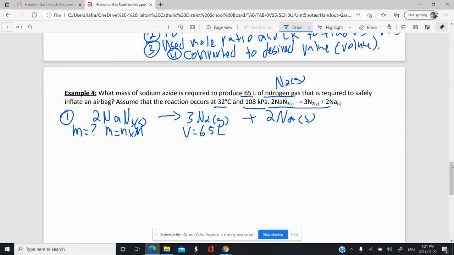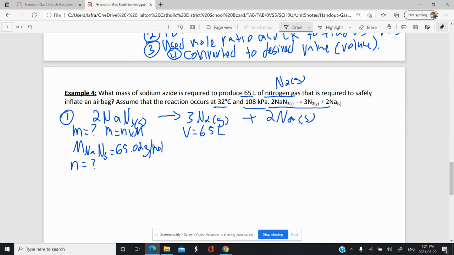Well, we have the molar mass of NaN3. That's from the periodic table. So let's write that out. So we have 3 times 14.01 plus 22.99. And that gives us 65.02 grams per mole. So all that's missing now is the number of moles. That's what we need to find.